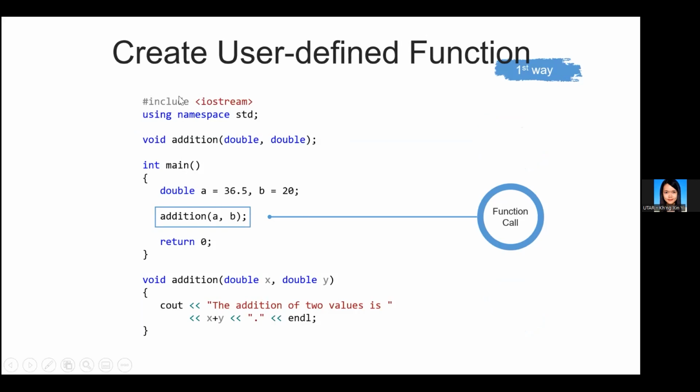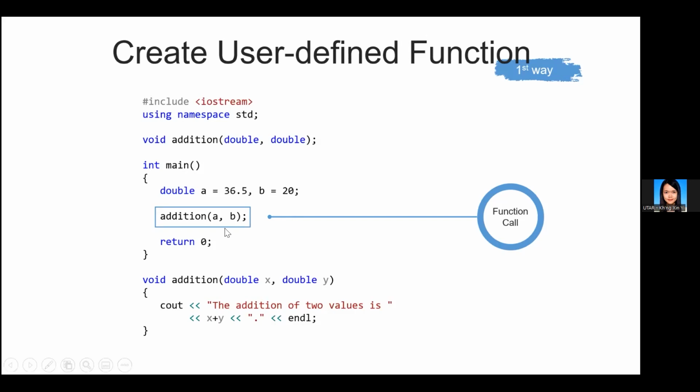And then actually this example is to create a program to find the addition of two numbers. For example, if I have 36.5 and 20 here, I want to find the summation of these two values, and then I am expecting that the function will return or just print out the answer of 56.5 to us. So this is the idea of this example, right?